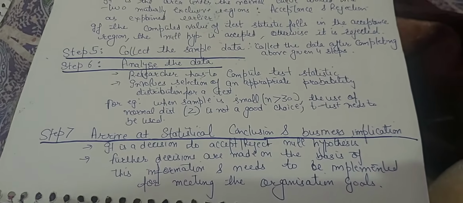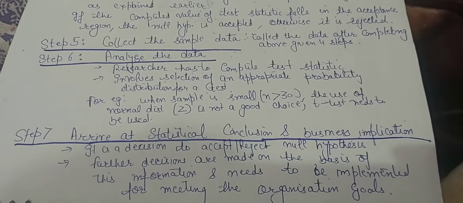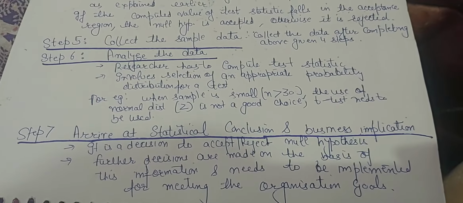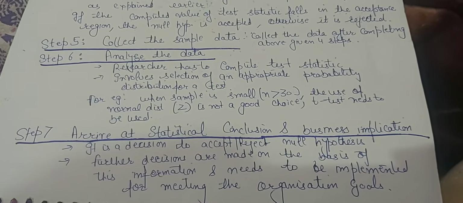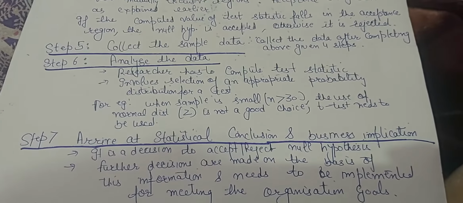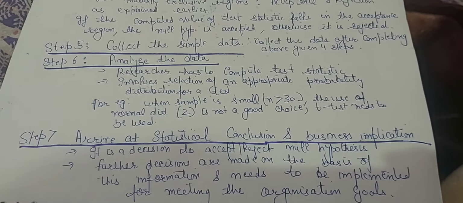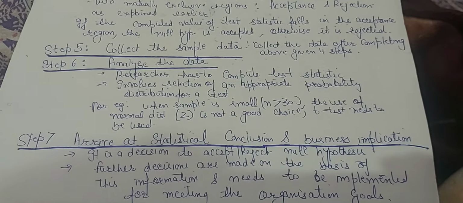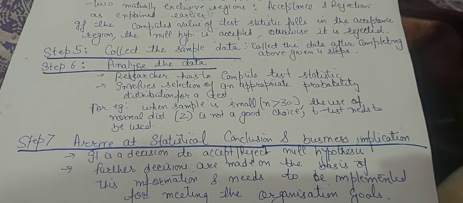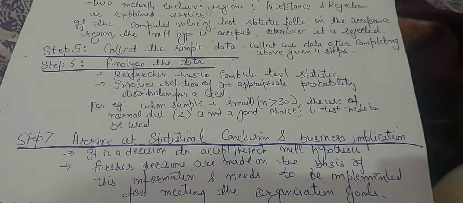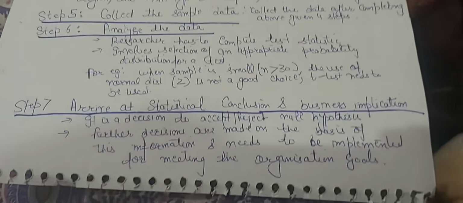The researcher has to compute the test statistic, so it involves selection of an appropriate probability distribution for a test. For example, when the sample is small, suppose your n is less than 30, the use of normal distribution, I mean to say z test, is not a good choice. A t test needs to be used.